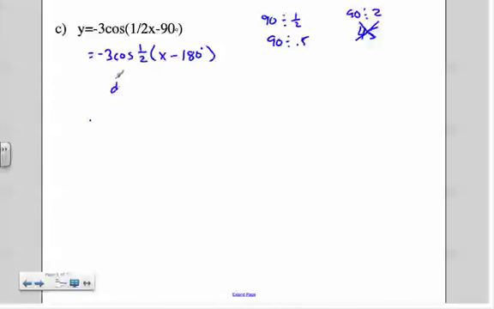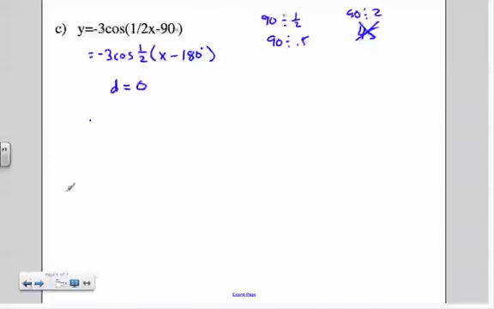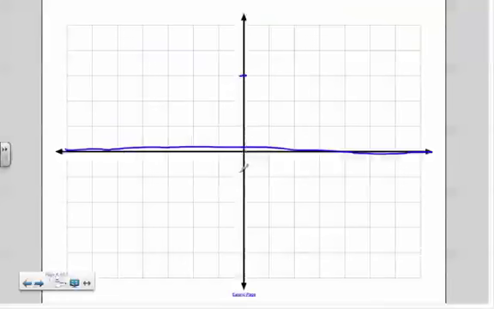So picking the information out, d is 0. So my axis of curve is still at y = 0. My amplitude is 3 in this case. So my ceiling is going to be 3 and my floor is going to be -3. 3 above and 3 below this axis of curve.